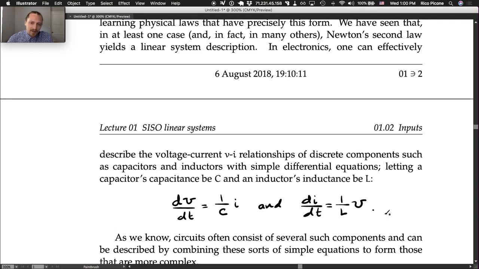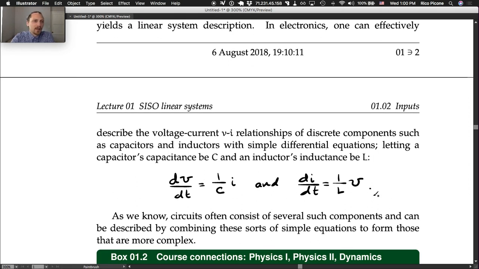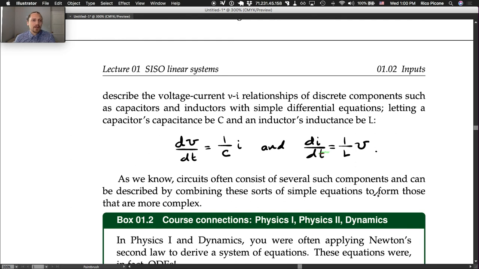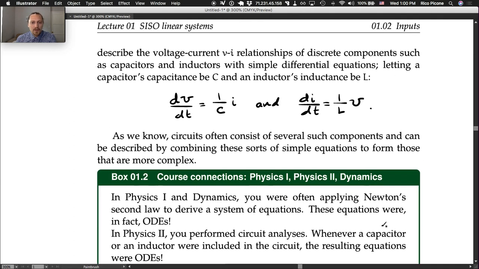So you can come up with nonlinear ODEs even in electronics. If you have, for instance, a nonlinear resistor, or there are a lot of nonlinear components, but at the basic level you probably haven't experienced those yet. We'll discuss those to some extent in mechatronics. As we know, circuits often consist of several such components and can be described by combining these sorts of simple equations to form those that are more complex.